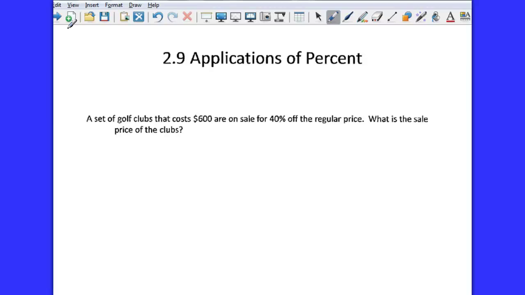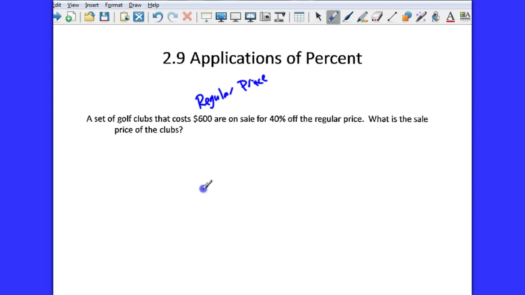It says a set of golf clubs costs $600. They're on sale for 40% off the regular price. Now, I believe that $600 is the regular price. Okay, don't get tied up on whether that's the sale price. I don't think that's the sale price in this question. So we're going to say $600 is the price before the discount. What is the sale price of the clubs?